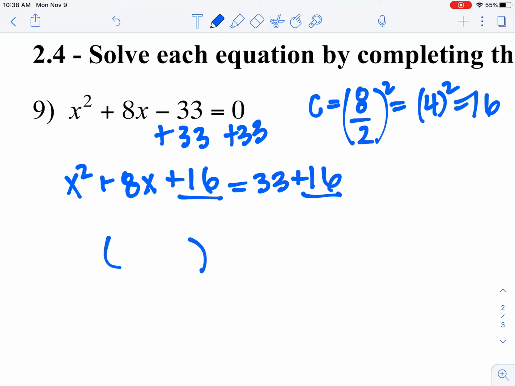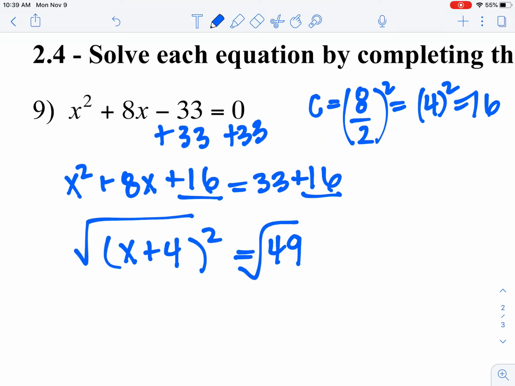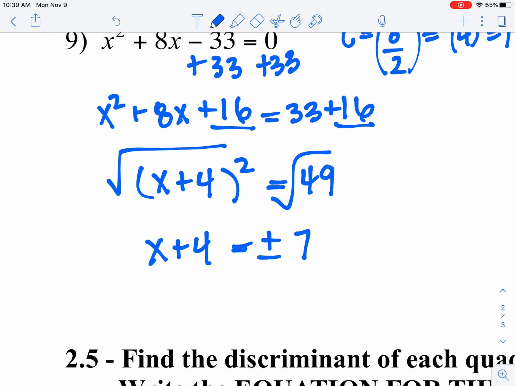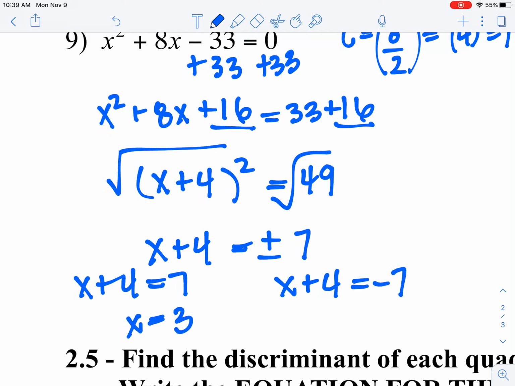Okay, then we can factor this left-hand side to be x plus 4 squared equals 49. That 4 comes from up here where I squared 4 to get 16. Now I solve by square root method. X plus 4 is plus or minus the square root of 49, which is 7. So now I set up my two equations. X plus 4 is positive 7. X plus 4 is negative 7. When I subtract the 4 here, I get 3. Here I get negative 11.